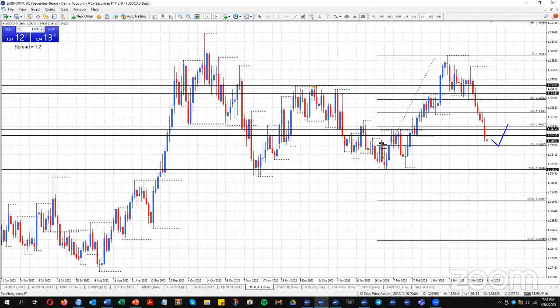I just want to have a look at the size of the ranges. I just want to measure this range, because often pullbacks can get very similar. So that was a pullback there. All right, so that's the height of the last pullback. So we've pretty much moved all the way down the same distance as last time.